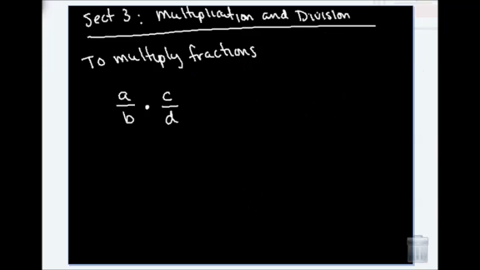It's very difficult. Multiply A times C and multiply B times D. And then reduce.